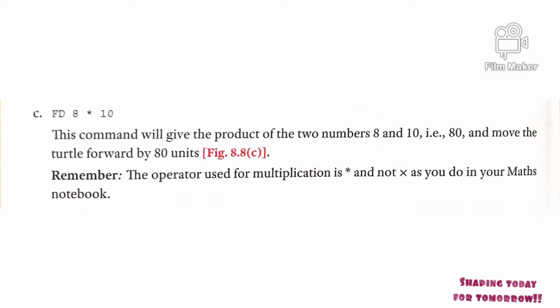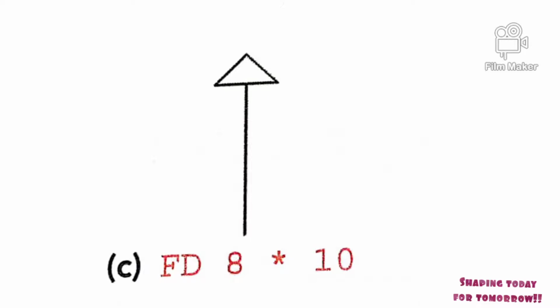Now point C, FD 8 * 10. This command will give the product of the two numbers 8 and 10, that is 80, and move the turtle forward by 80 units. See figure 8.8c for this. Remember, there is a note. The operator used for multiplication is this symbol and not the cross symbol, as you use in your maths notebook. As you can see in figure C, after giving the command forward 8 multiplied by 10, it will move the turtle forward by 80 units.